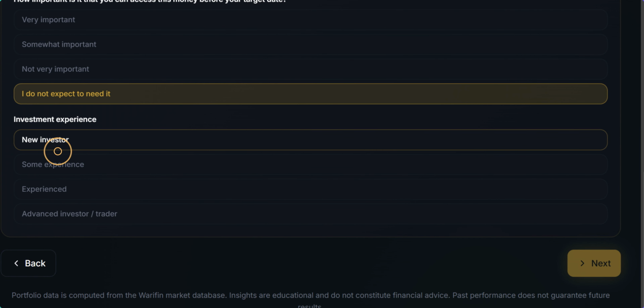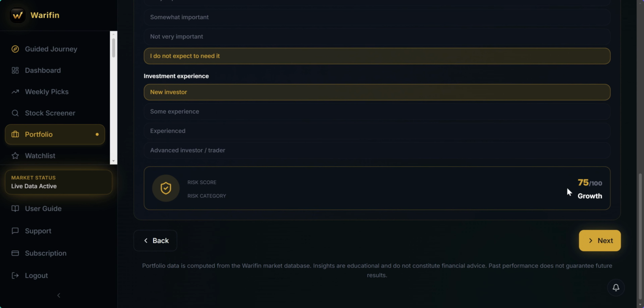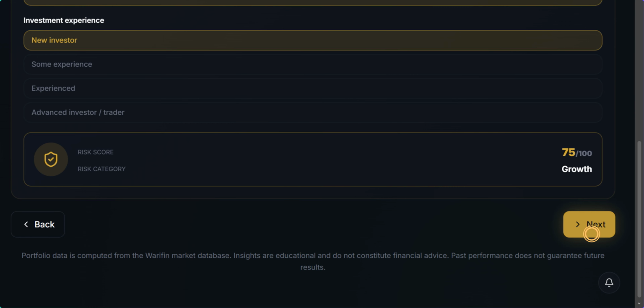Indicating your familiarity with investing ensures the final recommendations match your comfort level. The system processes your answers to generate a calculated risk score and category. With your risk profile established, clicking Next brings us to brokerage and preferences.